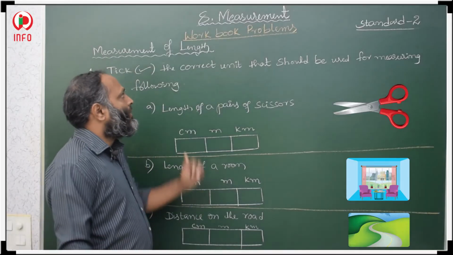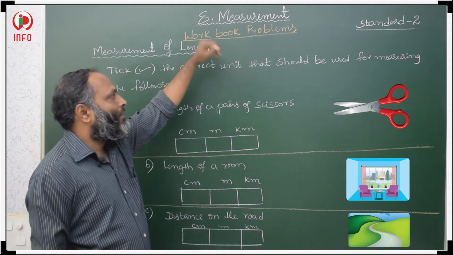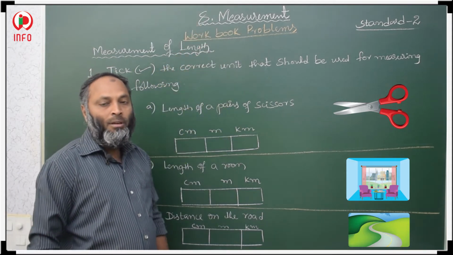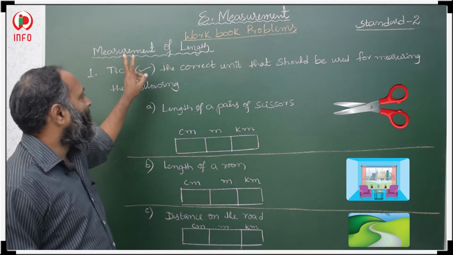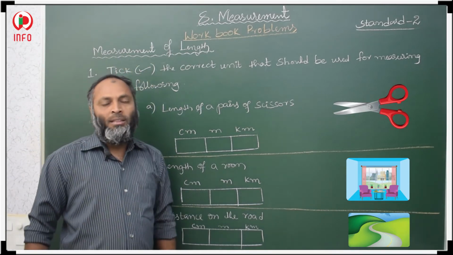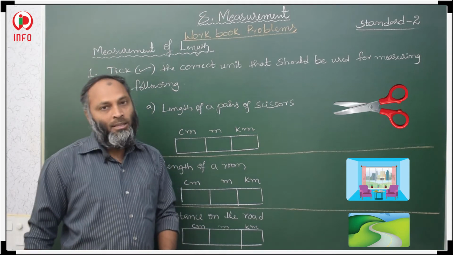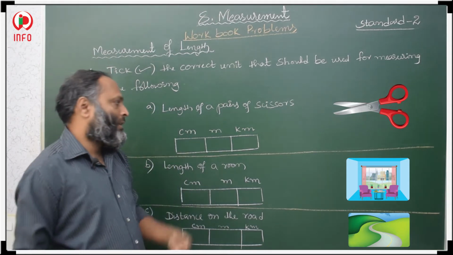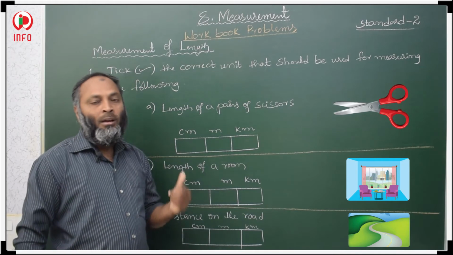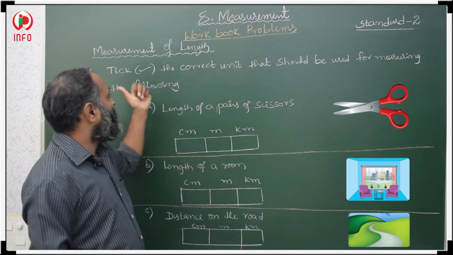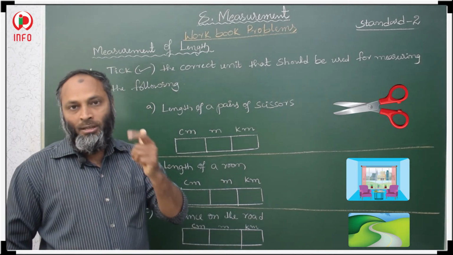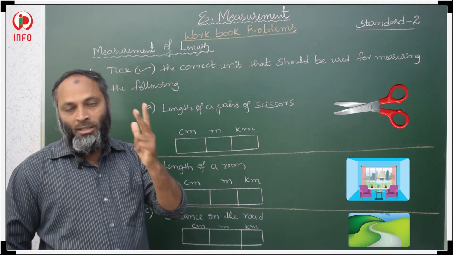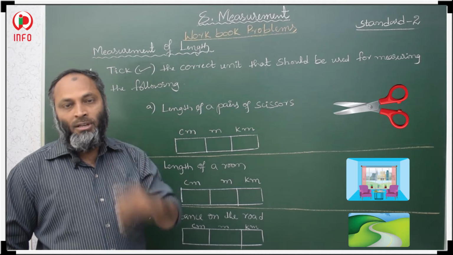Now students, next in this measurement we are going to do workbook problems. In these workbook problems, first we are going to do some measurement of length. How to measure the length of an object, length of a place, length of things. Basically, for measuring length we have four units: millimeter, centimeter, meter, and kilometer.